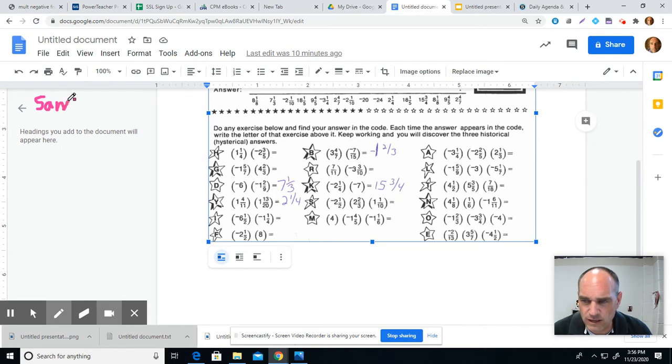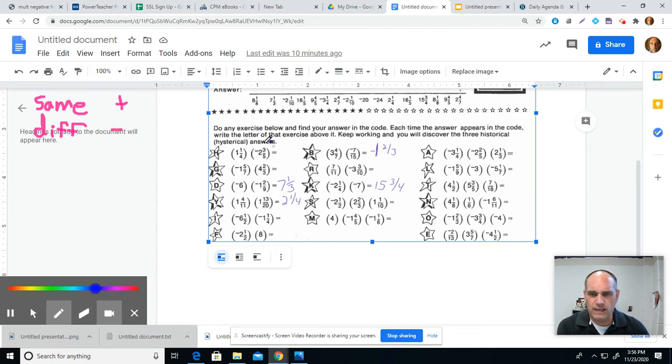If we are multiplying or dividing and the numbers have the same sign, then it's going to be a positive answer. If they have different signs when you multiply or divide, then your answer is always going to be a negative. So let's take a look right here.